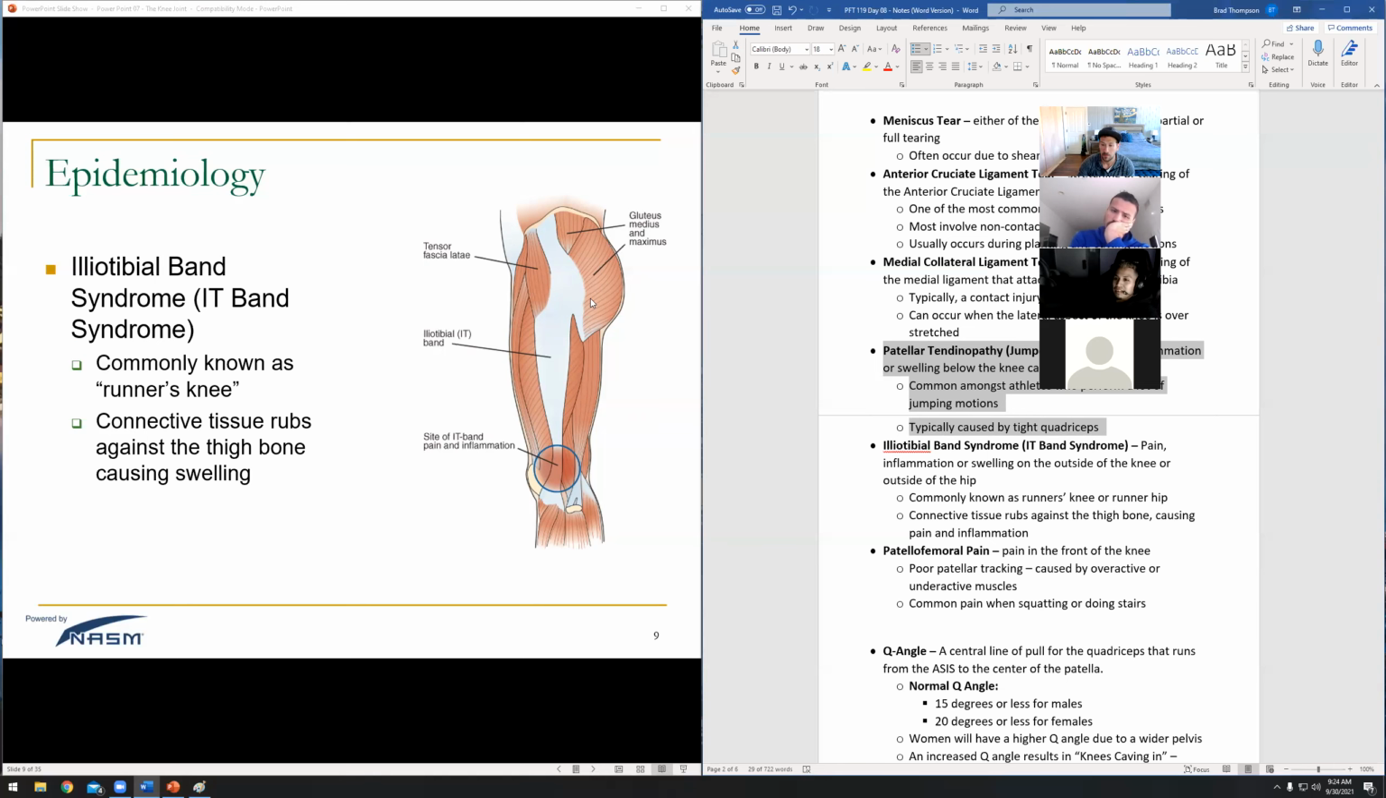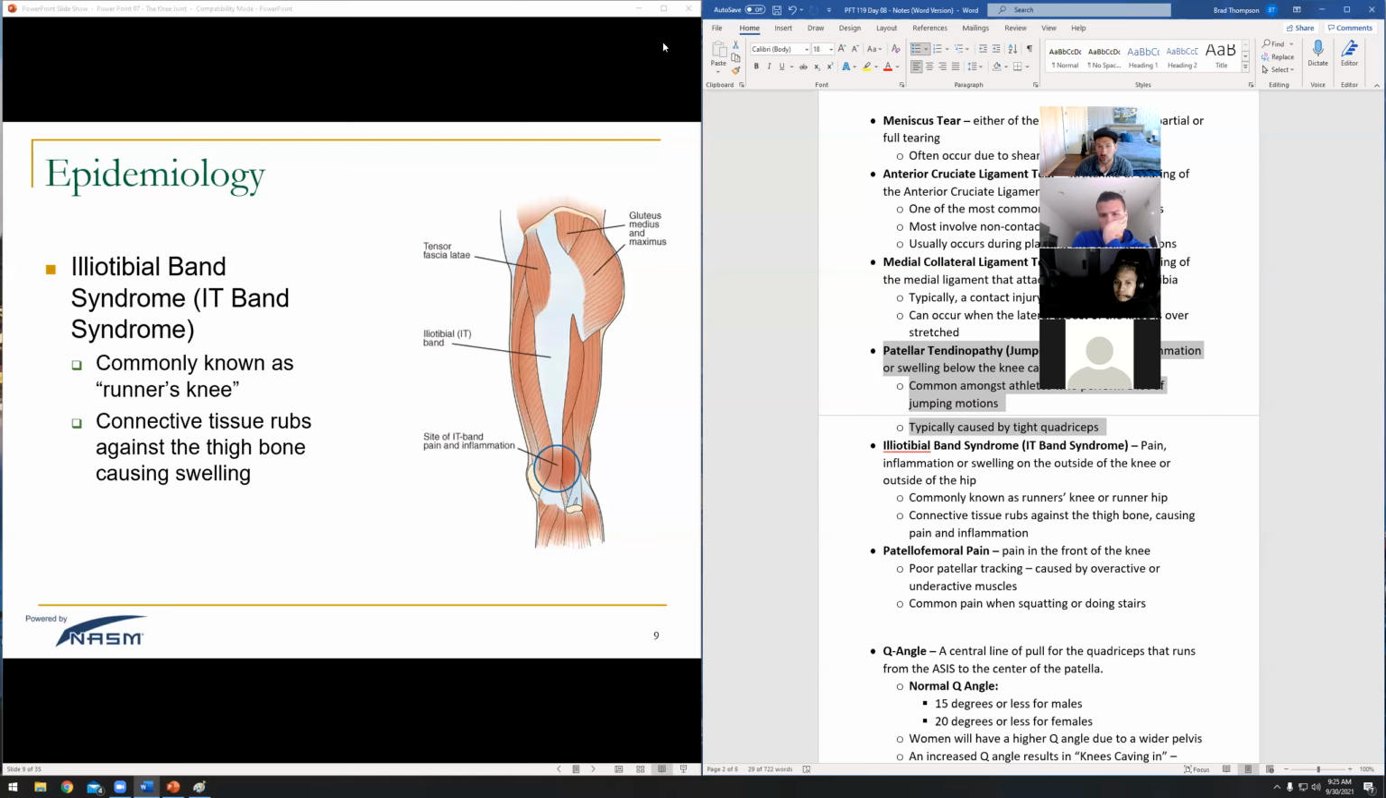So that's why it hurts after a leg day or something. Yeah, right around the outside of the knee. It feels like a rubbing sensation. It feels like tendonitis of the outside of your knee. So runner's knee and runner's hip are both caused by a tight IT band.